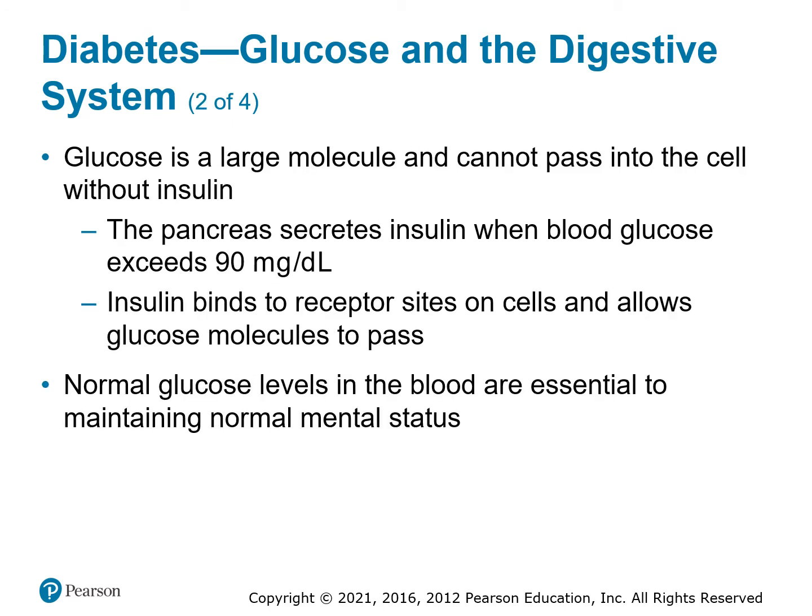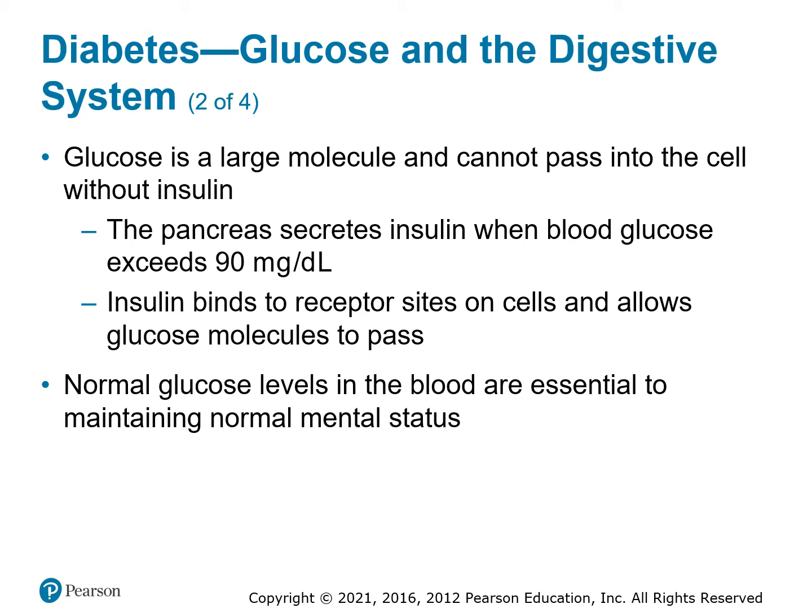Glucose is a large molecule. It cannot pass into the cell. That's why we need insulin. So if you think of glucose like a large person that cannot fit through a small door, you almost need a pill to make you smaller, kind of like in Alice in Wonderland, and that would be your insulin. You need to make it to where the large glucose can get into the cell.